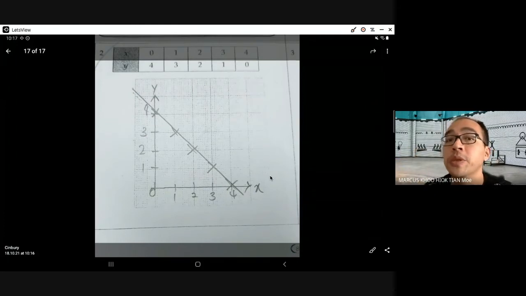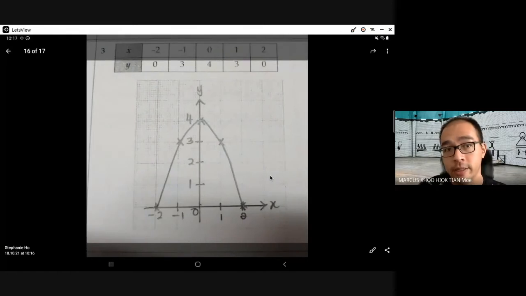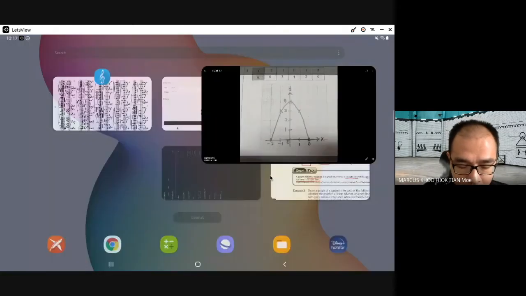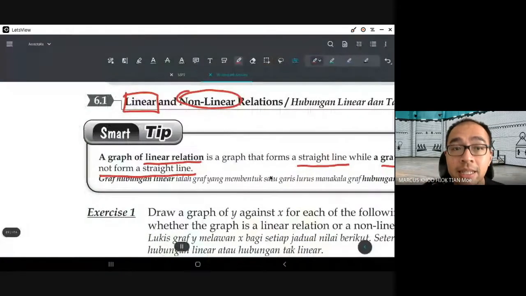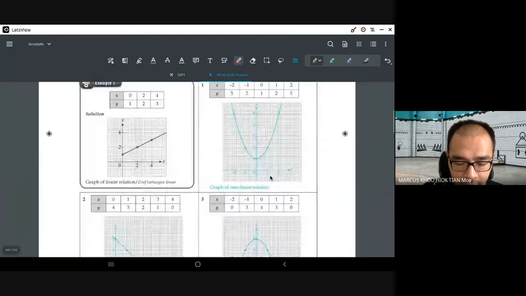So this is the first thing we need to understand, the difference between a linear and a non-linear graph. This is linear, straight line. Okay, this is non-linear. Curve, U shape, N shape, S shape, whatever shape, circle shape also, all these are non-linear. But this chapter, if you remember, is called linear law. So we are interested in drawing straight lines. Okay, so when we draw straight lines, actually this is what you will get.